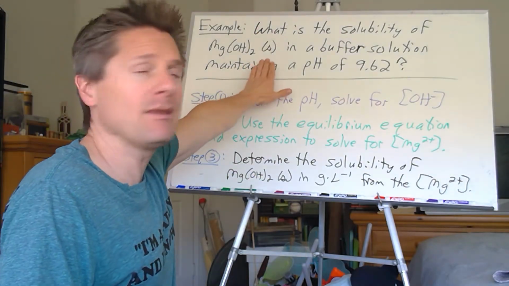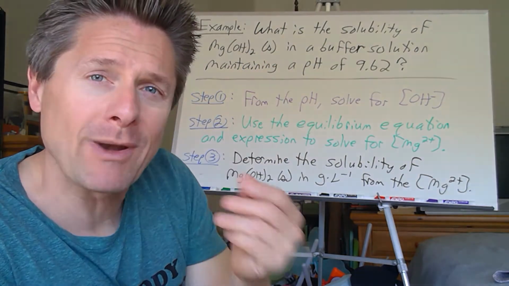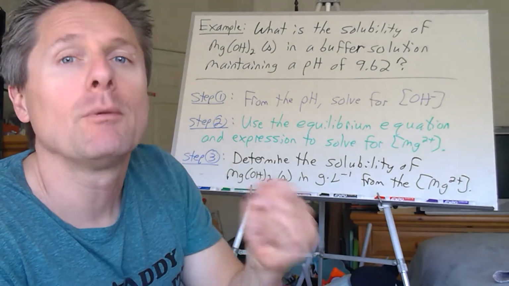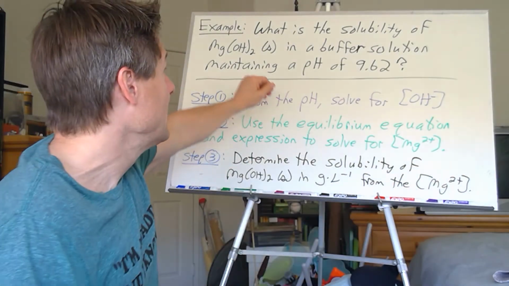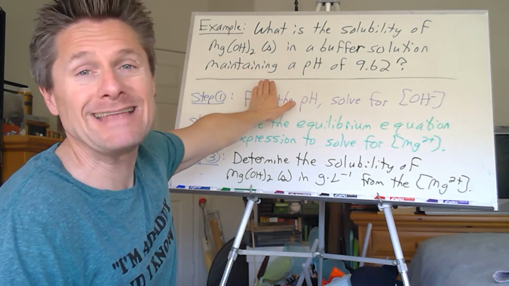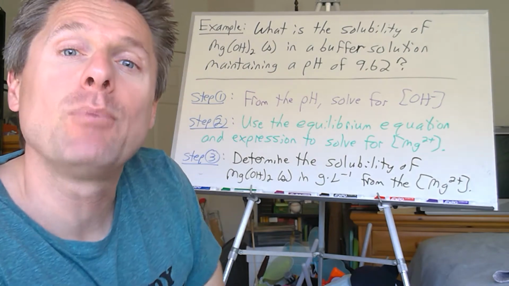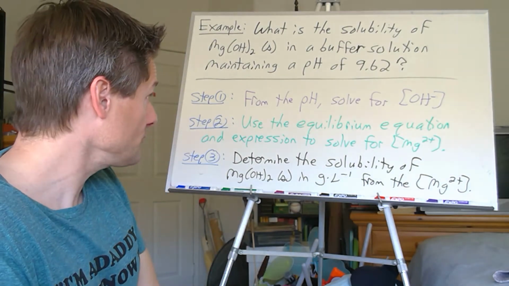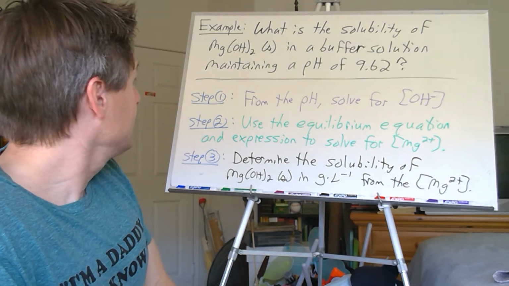So what's the solubility? And remember, solubility is grams of the solid per liter of solution. Molar solubility is moles of solute per liter of solution. So what's the solubility of magnesium hydroxide solid in a buffer solution maintaining a pH of 9.62? So this is in the basic range, right? It's above 7.